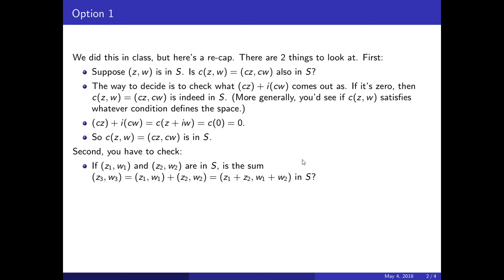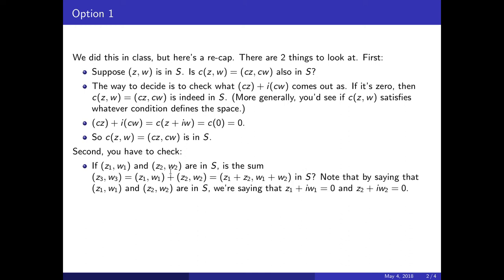Note that by saying that z1, w1 is in S, we're saying that z1 plus iw1 equals 0, and z2, w2 in S is the same as saying z2 plus iw2 equals 0. So we can use that if we need it, and we will need it. So z3 plus iw3, we want to see if it comes out as 0, and to do that, we use the fact that z3 is z1 plus z2, w3 is w1 plus w2. We group the terms together in a useful way.